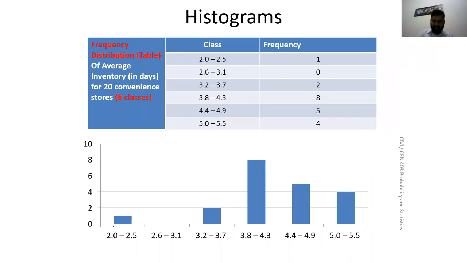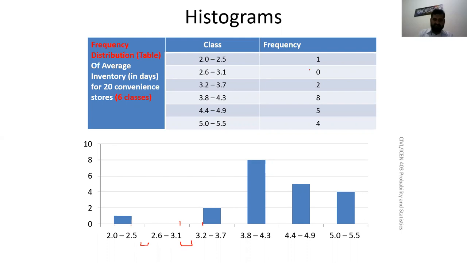Because you see, first class was from 2 to 2.5. The next is from 2.6 to 3.1. So we are leaving some space between them. If you don't leave space, no problem. If you leave small space, it's also okay. All right. Because there is a little space here as well, 2.5 to 2.6, 3.1 to 3.2. So you can leave space in between classes as well.